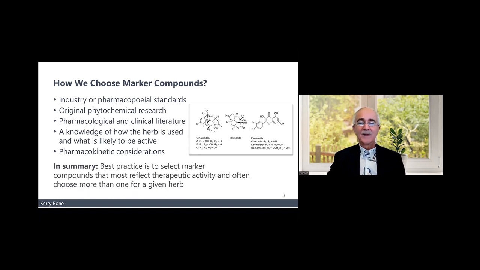So summing up, in practice, it's best to select marker compounds that most reflect therapeutic activity from a well-considered, thought-through position. And often it's best to choose more than one for a given herb. And I've used that here in the image illustration because you see these are phytochemical marker compounds that are found in the herb ginkgo biloba. And you see you have the ginkgolides, bilobalides, and the flavonoids. And they are all now used together as marker compounds to define ginkgo extract of good therapeutic quality.